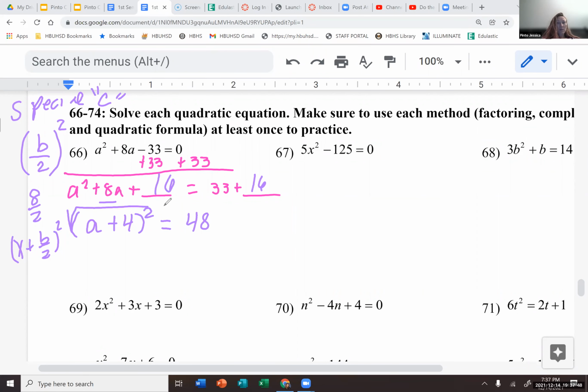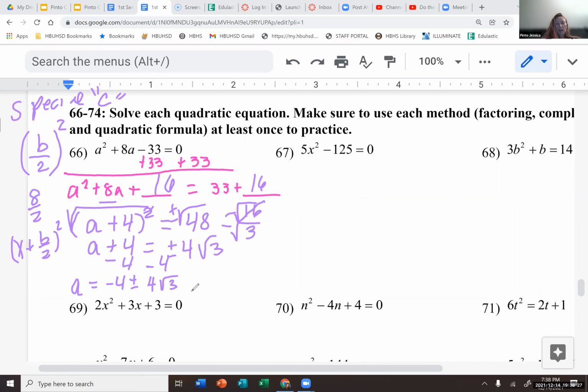Now I can solve by taking the square root of both sides. But because it has an exponent of 2, I need to make sure to put plus and minus on the square root. And I get a plus 4 is equal to, so 48 is 16 times 3. Taking the square root of 16, that comes out of the radical as plus and minus 4 rad 3. Finally, solving for a, I subtract 4, but it does not combine with the 4 that's already there. I get a is equal to negative 4 plus or minus 4 rad 3 as my answers.